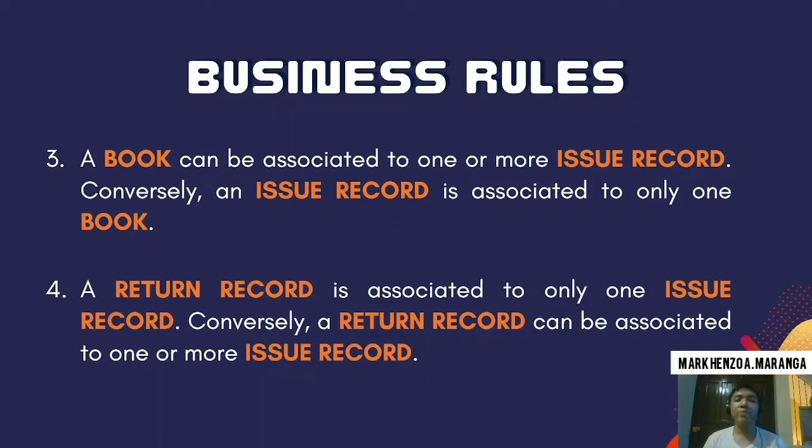Number 3, a book can be associated to one or more issue records. Conversely, an issue record is associated to only one book. Number 4, a return record is associated to only one issue record. Conversely, an issue record can be associated to one or more return records.